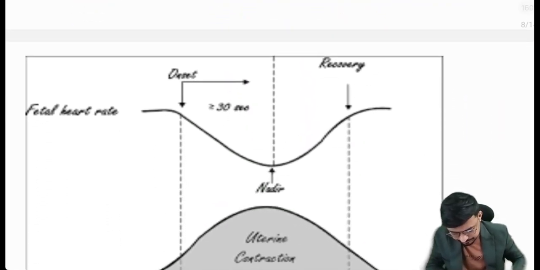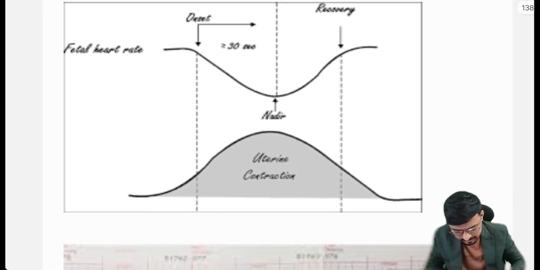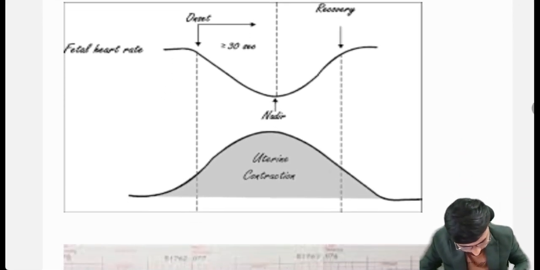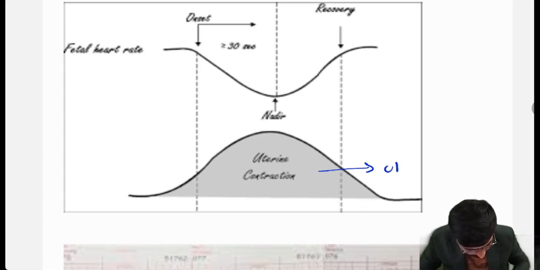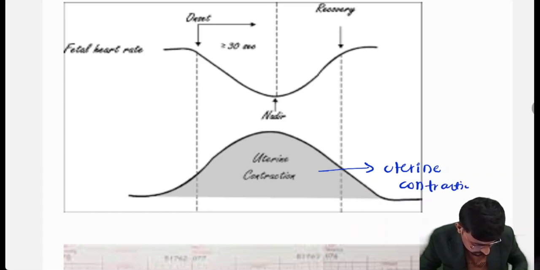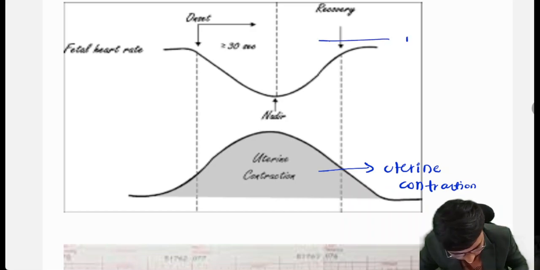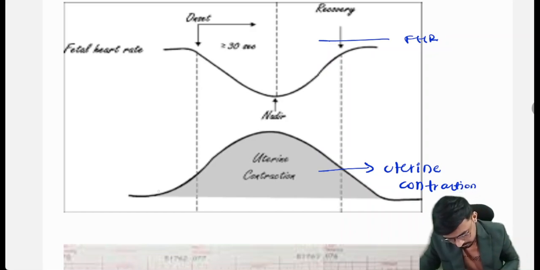Let me explain, sir. So this is the meaning. This is the uterine contraction, and this one is the fetal heart rate. Look at this one. This is the normal uterine contraction, or this is the normal uterus.